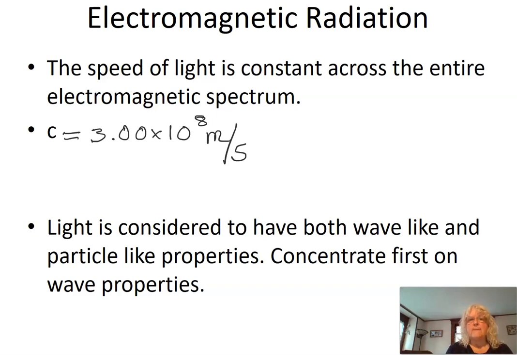The first thing we're going to talk about is the idea that the speed of light is constant across the entire electromagnetic spectrum. So this doesn't matter if we're talking about different colors of visible light, or if we're talking about infrared or ultraviolet light, or even some further reaches of the spectrum. Light, when people first started studying it, was believed to behave just like a wave. But as science advanced, we've come to think of it as having both wave-like and particle-like properties.